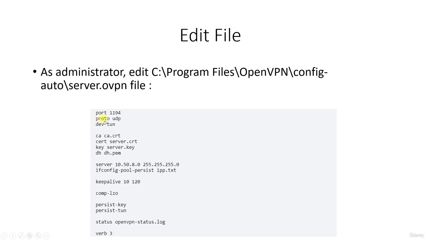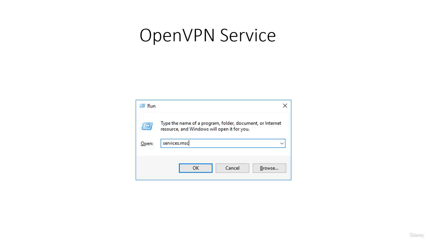Make sure you change all of those into this, and then save this OpenVPN config file and restart our OpenVPN service. How can you restart the OpenVPN service? First search for Run in your Windows, then type services.msc.